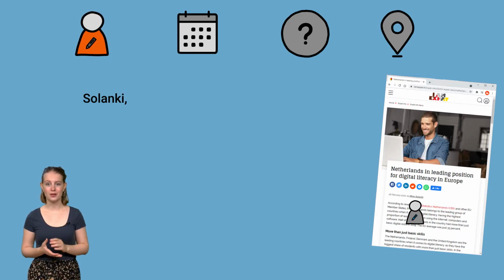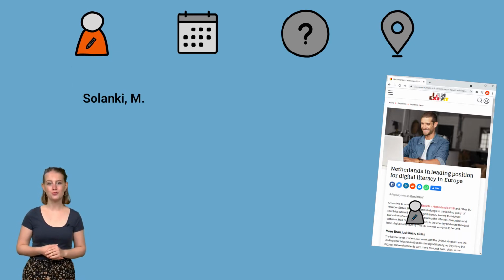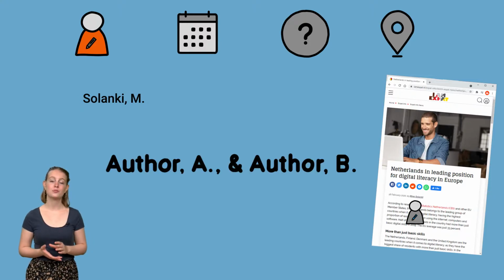Mention the last name of the author first. Only list the initials of the first name, followed by a full stop. If an author has several initials, use spaces to separate them. In case of 2 or more authors, use the ampersand. Don't forget to place a comma between the names and preceding the ampersand.